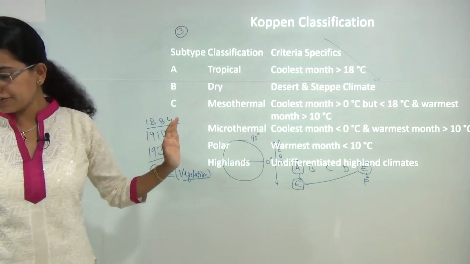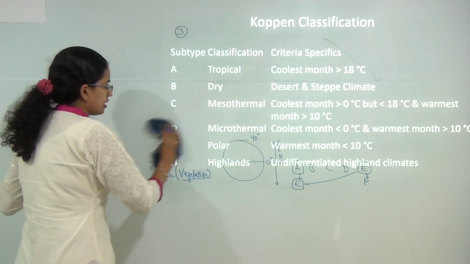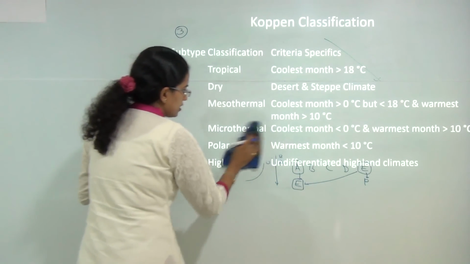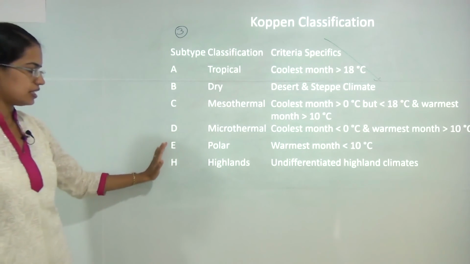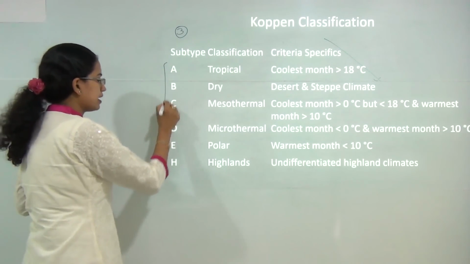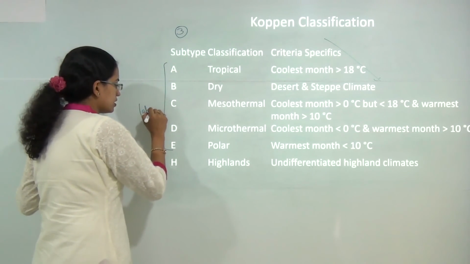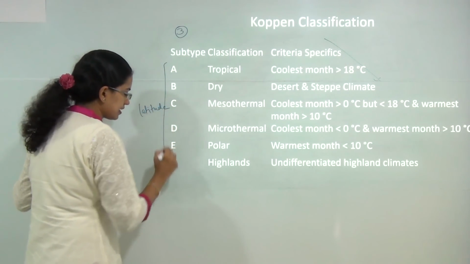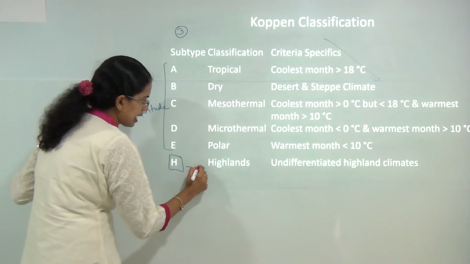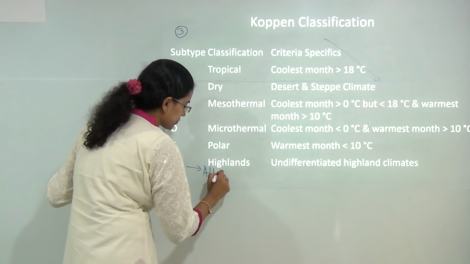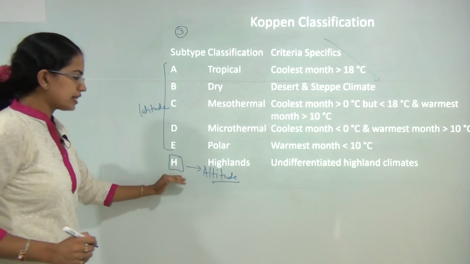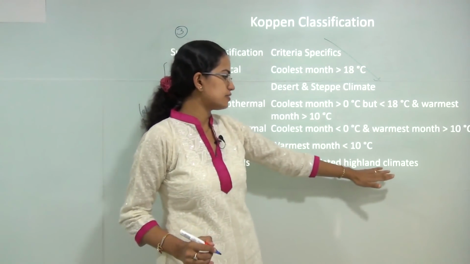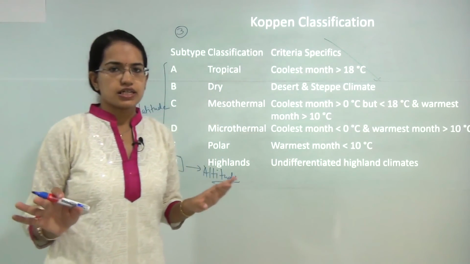So now let's start with the first category under Köppen's classification. Here all the 5 categories that we discussed, A, B, C, D and E, vary by latitude. There is just one category that he defined, which was H, and that varied by altitude. That's height above the sea level. And this H was known as highland, an undifferentiated highland climate.